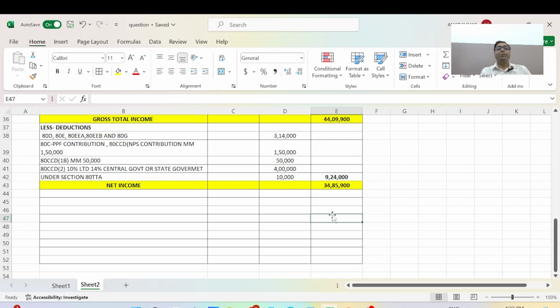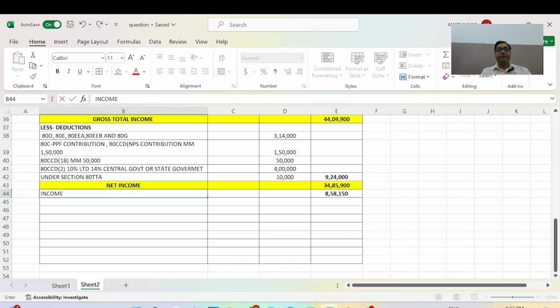Now we will calculate the taxable income as per the old regime: 2,50,000 is nil, the next 2,50,000 is 5%, then 10%, 20%, and 25%. On calculation we reach 8,58,150. This is the tax on net income, the income tax.